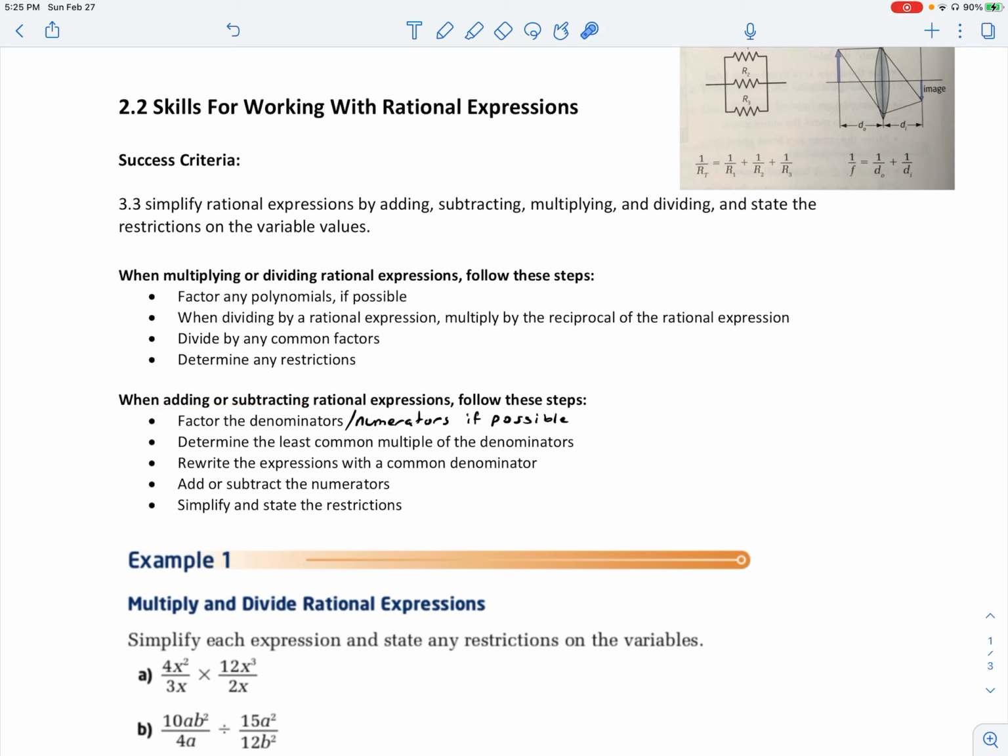Today we're going to focus on adding and subtracting rational expressions. So we have a few steps kind of similar to multiplying and dividing. We first are going to start off by factoring wherever possible. So factor the denominators and factor the numerators as well.